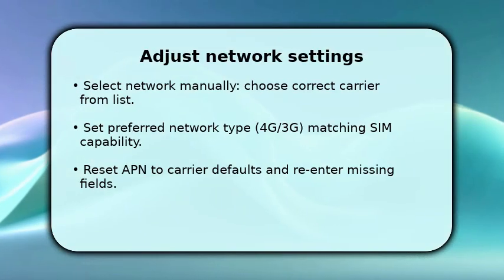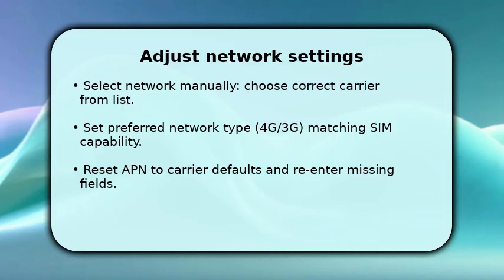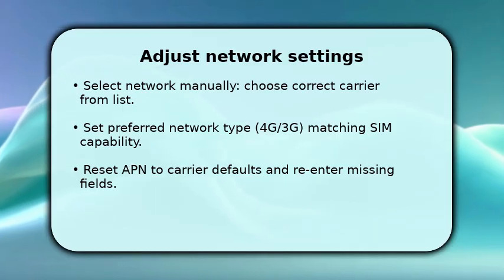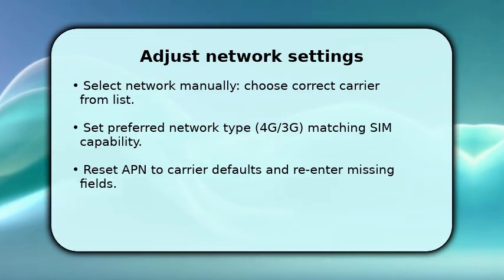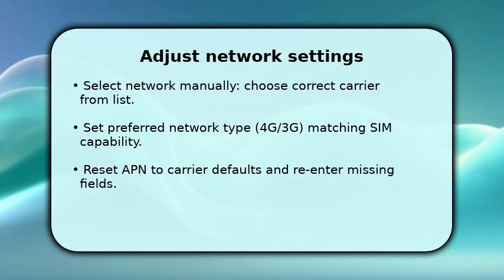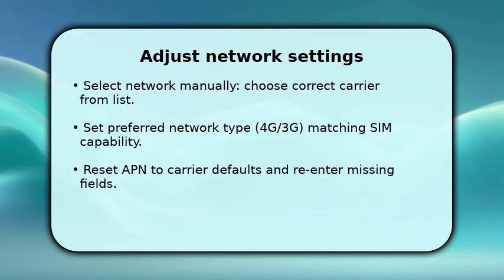You should now move into network settings and select your carrier manually. Automatic selection sometimes picks the wrong roaming network. If manual selection fails, change preferred network type to match the SIM's technology, because a 4G-only SIM won't register on 3G-only settings. Then verify and reset APN entries to carrier defaults.